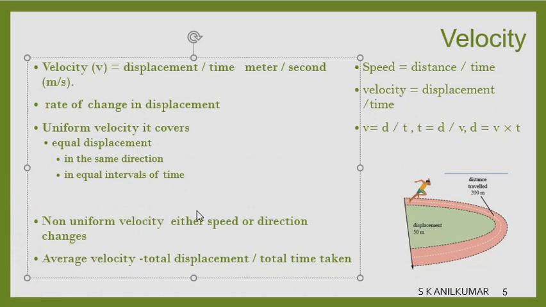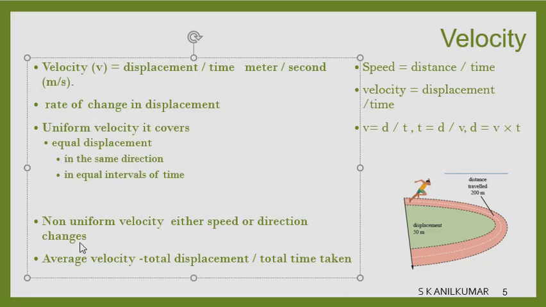Non-uniform velocity is what? Either the speed or the direction changes. It is not in the same direction, or it is not equal displacement. Unequal displacement means unequal speed. So either the speed changes or the direction changes in non-uniform velocity. In uniform velocity, there is equal displacement in the same time.